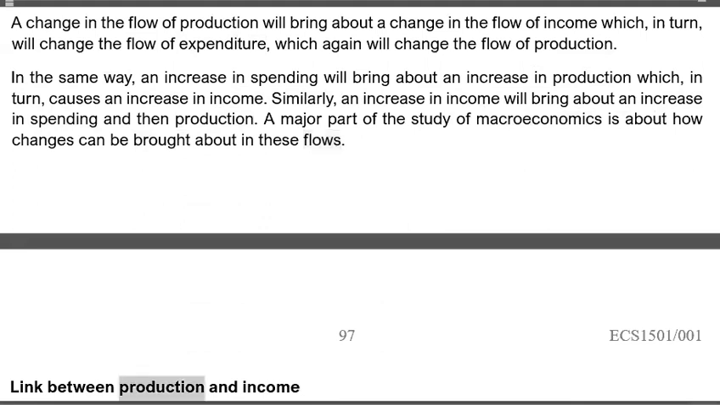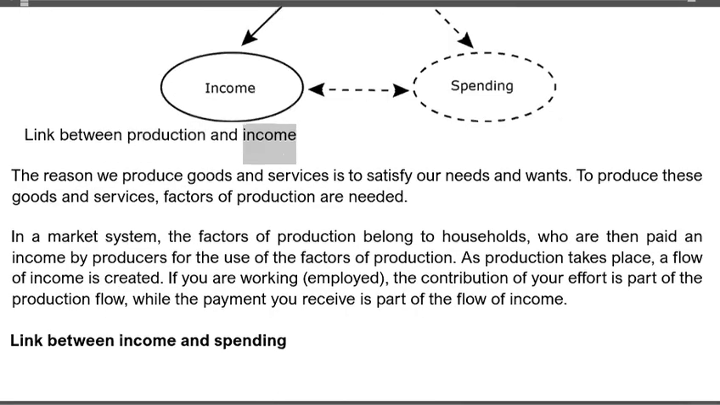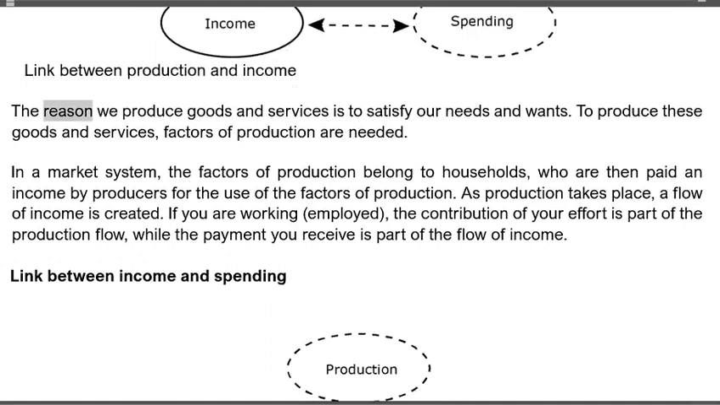Link between production and income. The reason we produce goods and services is to satisfy our needs and wants. To produce these goods and services, factors of production are needed. In a market system, the factors of production belong to households, who are then paid an income by producers for the use of the factors of production. As production takes place, a flow of income is created. If you are working, employed, the contribution of your effort is part of the production flow, while the payment you receive is part of the flow of income.